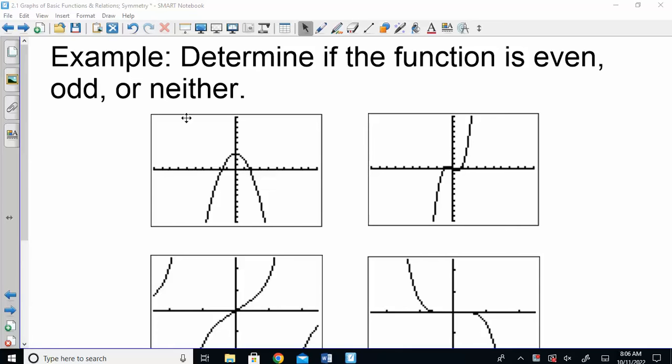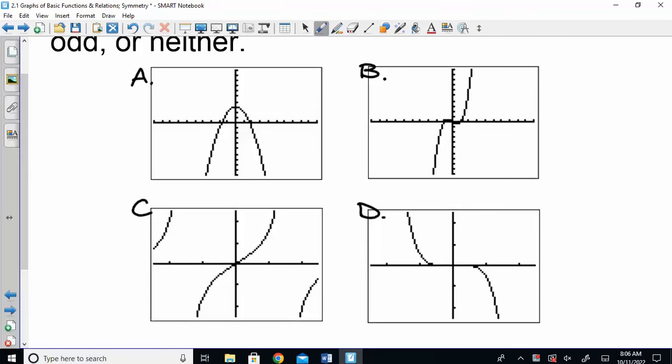So I want you to take a second on your own for each of these. Tell me if it would be even, odd, or neither. What's this one? Even. It's symmetric over the y-axis. If you fold that thing on the y-axis, it overlaps itself. What about B? Odd. If you flip it over both the x and the y, then it would overlap. Two flips and it overlaps, so that's odd.